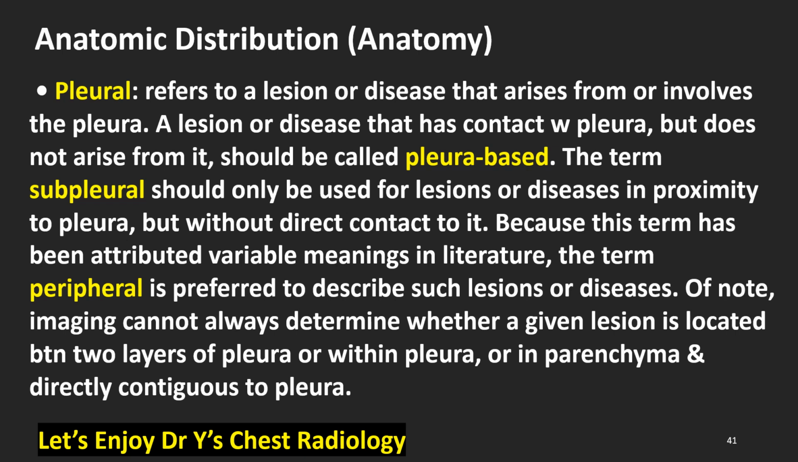it. Because this term has been attributed variable meanings in literature, the term peripheral is preferred to describe such regions or diseases. Of note, imaging cannot always determine whether a given lesion is located between two layers of pleura or within pleura, or in parenchyma and directly contiguous to pleura.